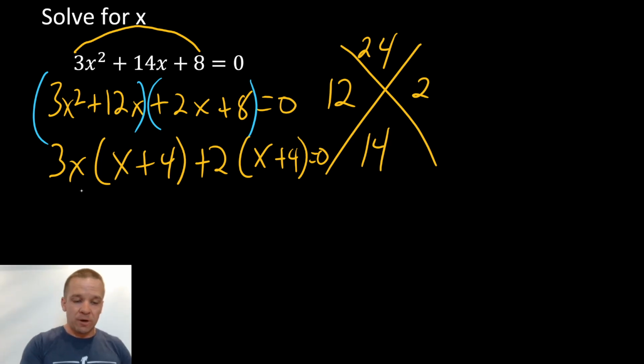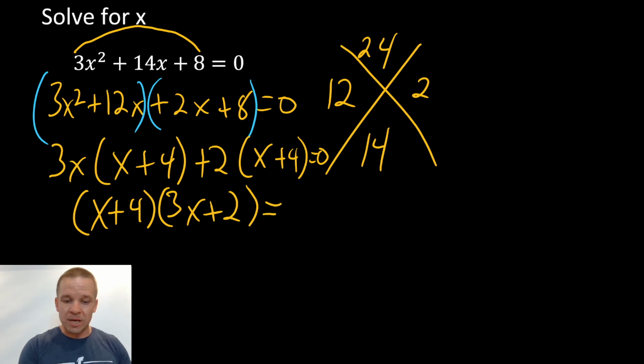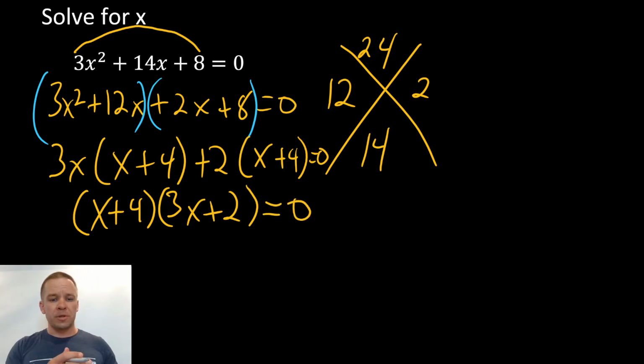So x plus 4 is my one factor. And then what's left over is the 3x plus 2. That's my second factor. Whichever order you put those in, 3x plus 2 first or x plus 4 first, does not matter because it's multiplication between them, and that is commutative. Now I can set these two equal to 0, and I can solve.